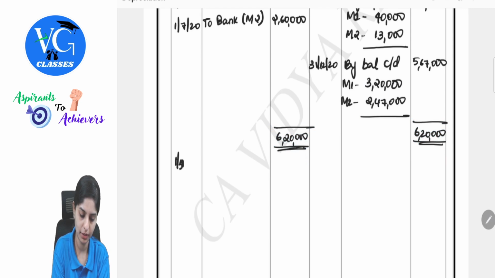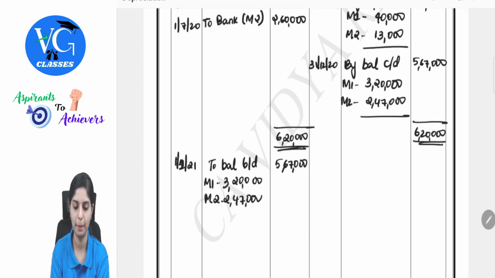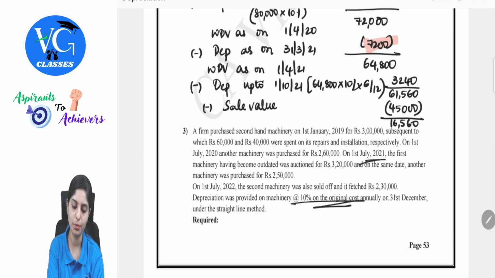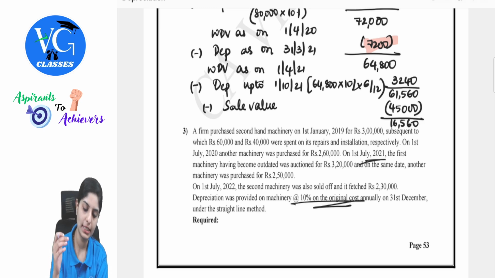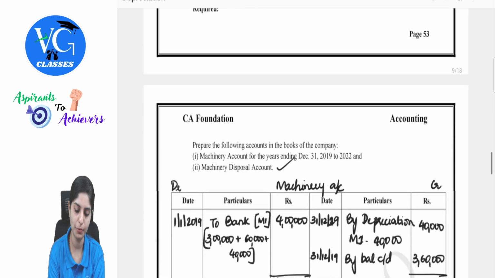On 1st Jan 21, balance brought down: machinery 1 is 3,20,000 and machinery 2 is 2,47,000. What is happening in 21? On 1st July 21, the first machinery, having become outdated, was auctioned for 3,20,000. So first let's understand this transaction. Having become outdated, it was auctioned for 320.